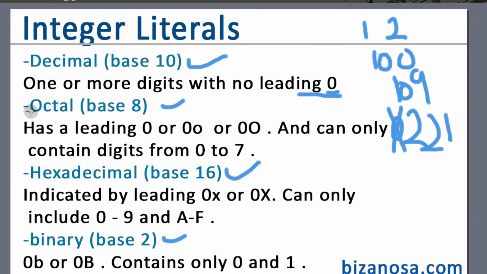And then let's go to octal. This is where the leading zero thing is very important. To represent an octal number in your code, it has a leading zero, or a leading zero with a small o, or a leading zero with a capital O, and can only contain digits from 0 to 7. So let's see why this can be confusing.